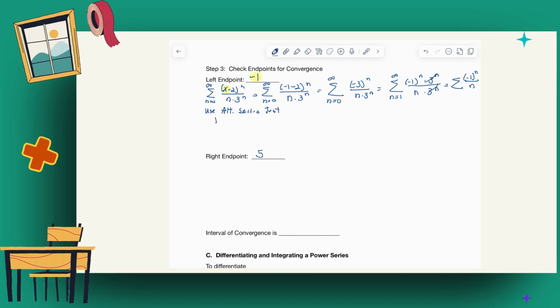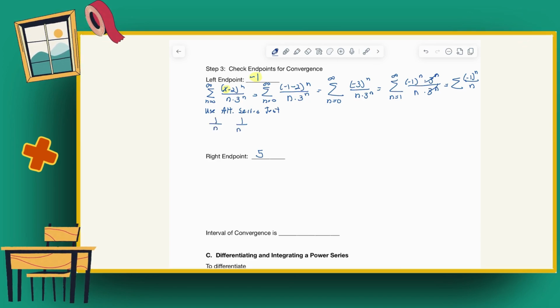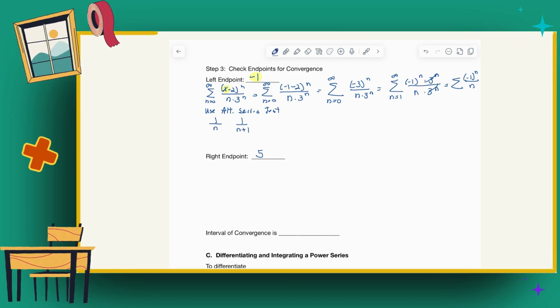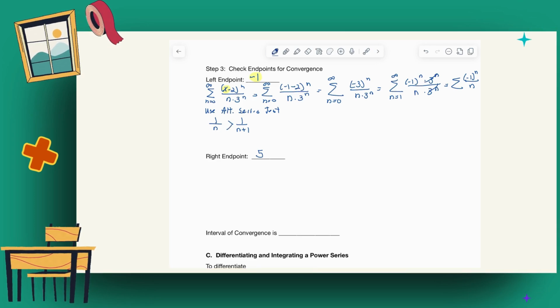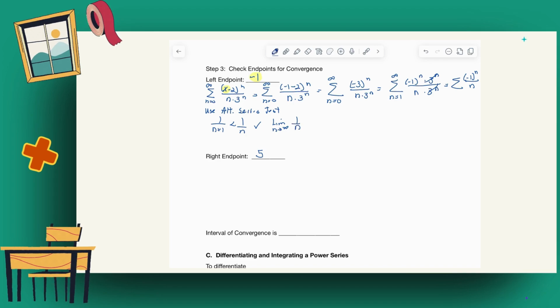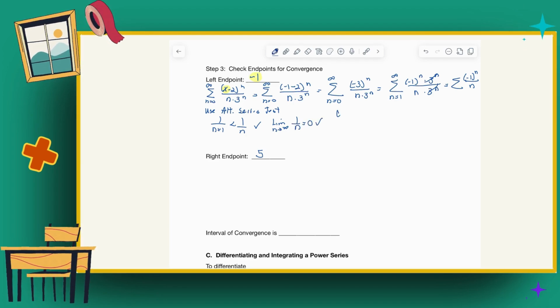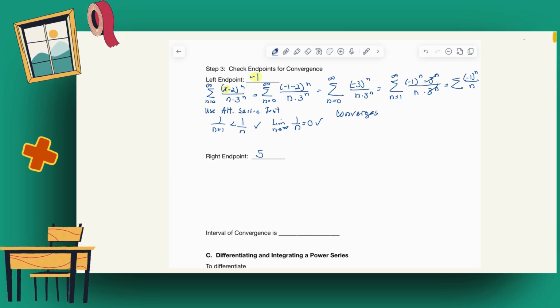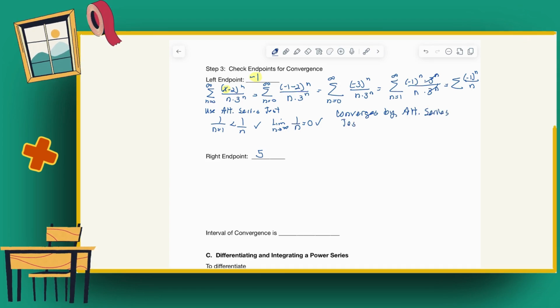Now, we can check and see if this converges by using the alternating series test, since this is an alternating series. Remember, the two conditions for the alternating series are that a sub n plus 1 needs to be less than a sub n, which is true in this one, and the limit as n goes to infinity of a sub n has to be 0, which is true. So I can conclude that this power series converges by the alternating series test.